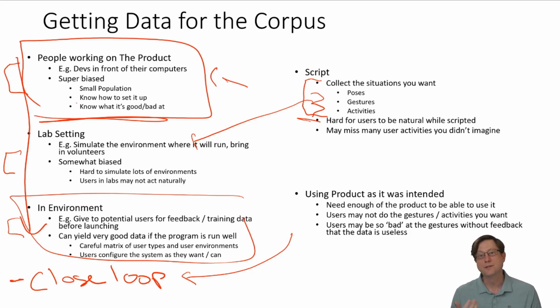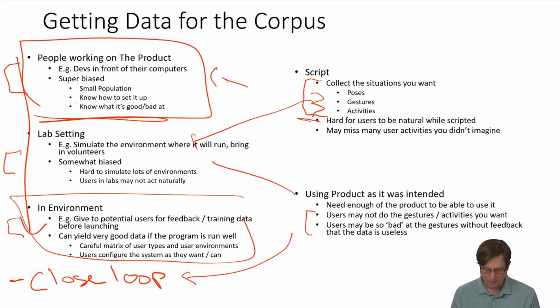But a problem here is that you have to build enough of the product so that it can be used even sort of like it was intended, which means you need to bootstrap your model somehow, or maybe in a lab you have somebody behind the scenes pressing a button when the user performs a gesture the way you want them to perform it, you trigger that the gesture was performed. That's maybe okay, but again, not as natural as you might like.